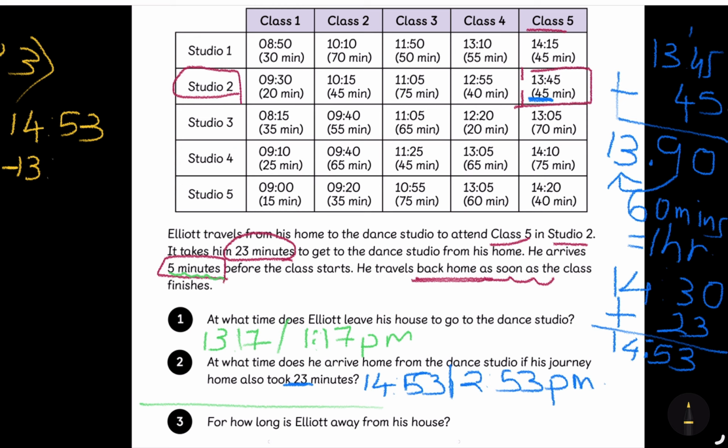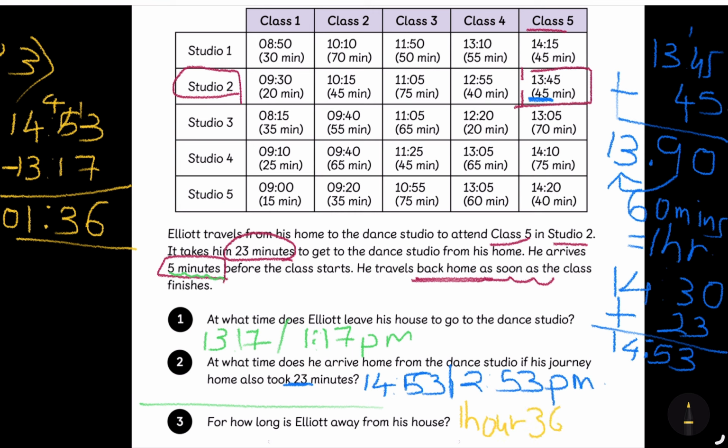13:17, right? Therefore, my 3 cannot minus 7, so I will borrow. And therefore, we know 13 minus 7 is going to give me 6, because 7's double is 14, 1 less is 13, so 6. Then 4 minus 1 is 3, which can very much minus, yes. 4 minus 3 is again 1, and this is 0. Therefore, my answer will be 1 hour 36 minutes is what Elliot was away from his home.